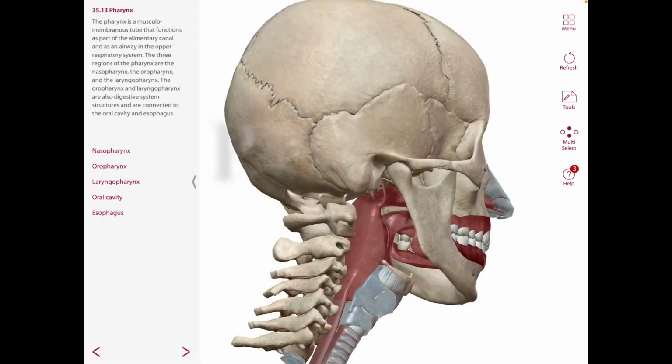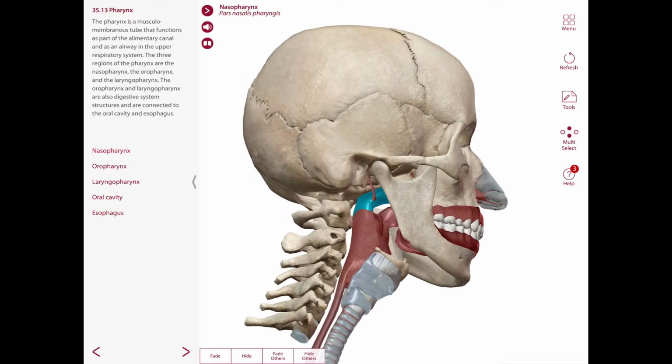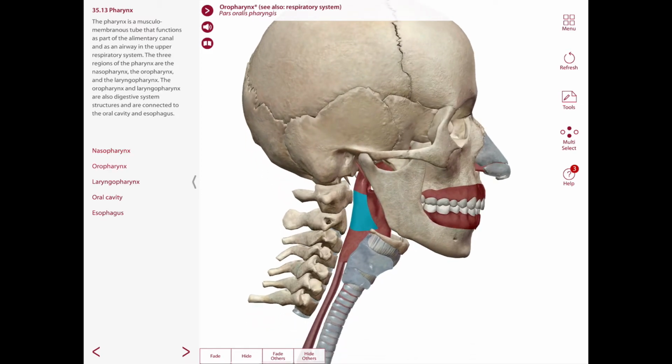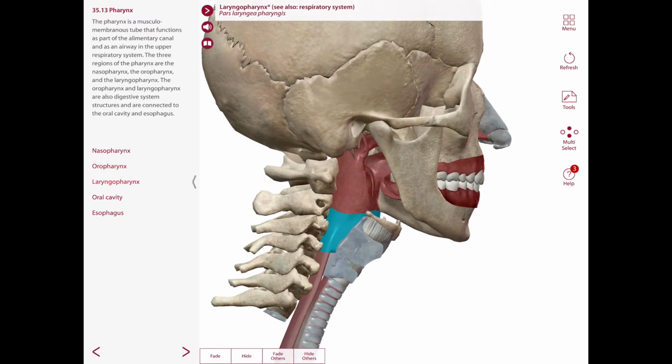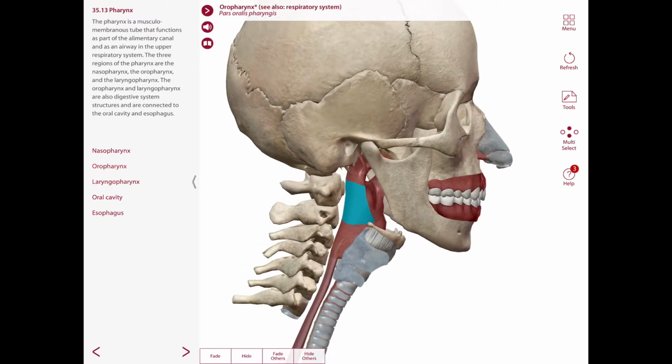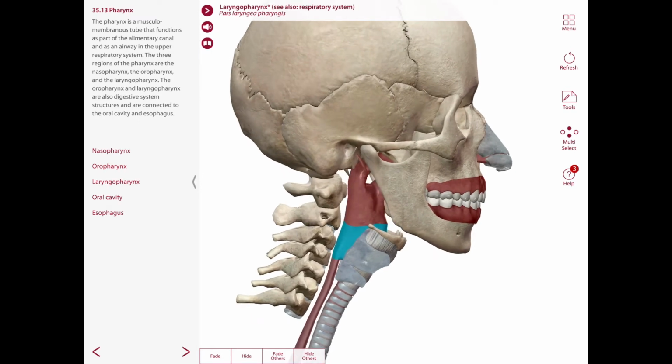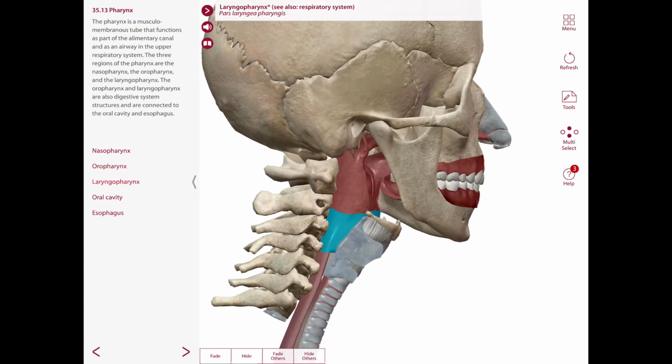The pharynx, also known as the throat, consists of three segments. We have the nasopharynx, which is the posterior part of the nasal cavity. We have the oropharynx, which is located posteriorly to the oral cavity. And we have the laryngopharynx. The oropharynx and the laryngopharynx are also digestive system structures and are connected to the oral cavity and the esophagus.